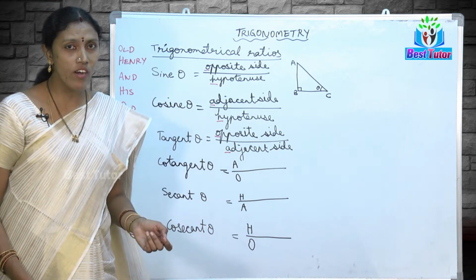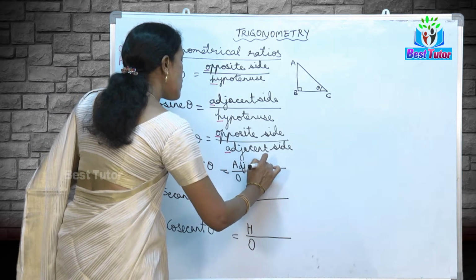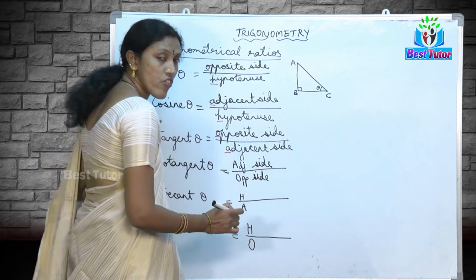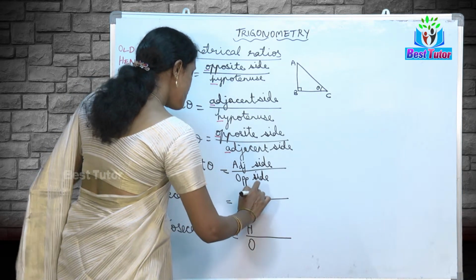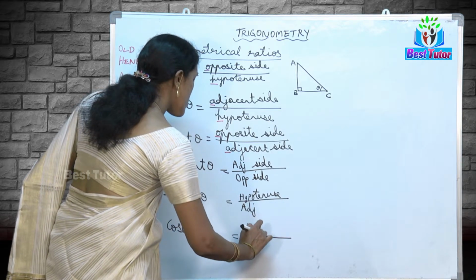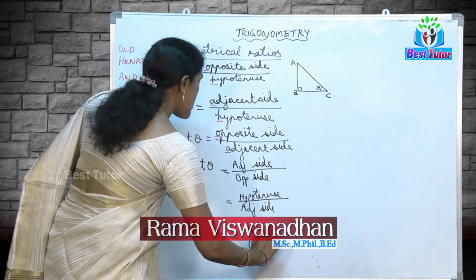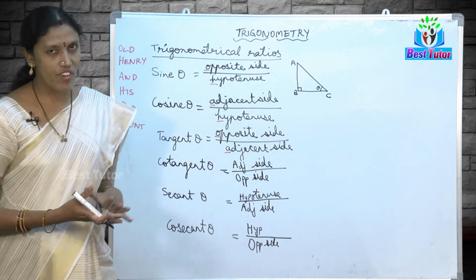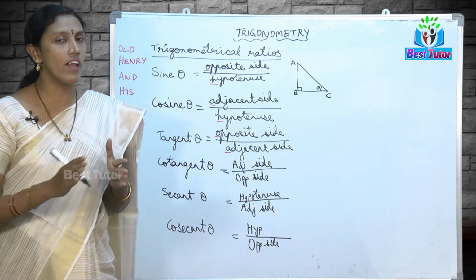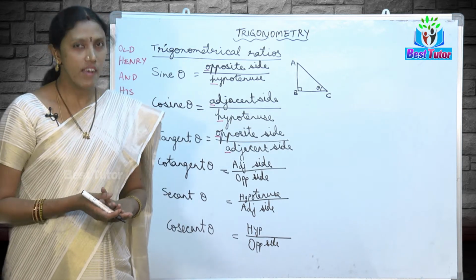What does A stand for? A stands for adjacent side. O stands for opposite side. H stands for hypotenuse. Thus, we have learnt all the definitions of the 6 trigonometrical ratios very easily, right? By just remembering one simple statement, old Henry and his old aunt, we have written the definitions of all the 6 trigonometrical ratios. Isn't it simple?